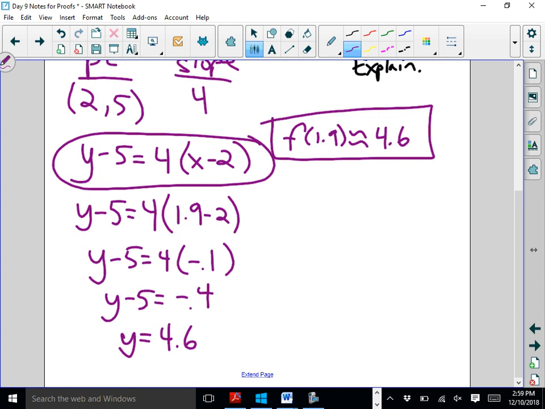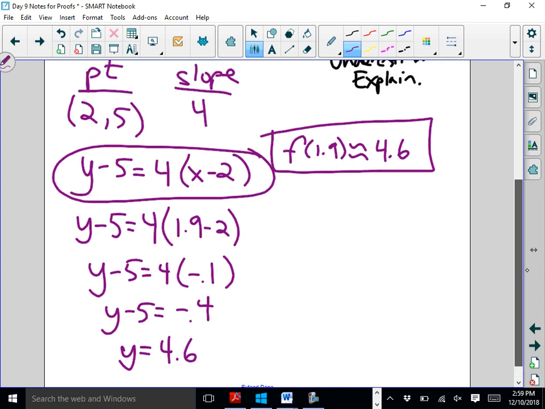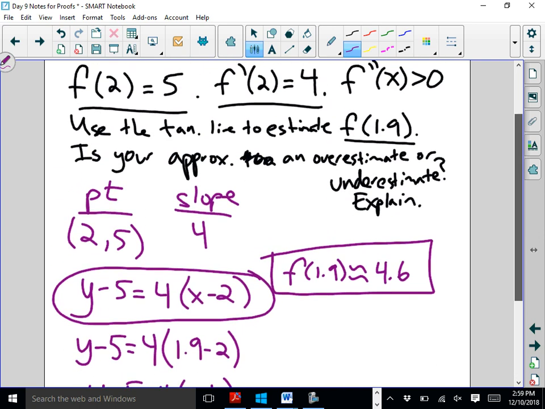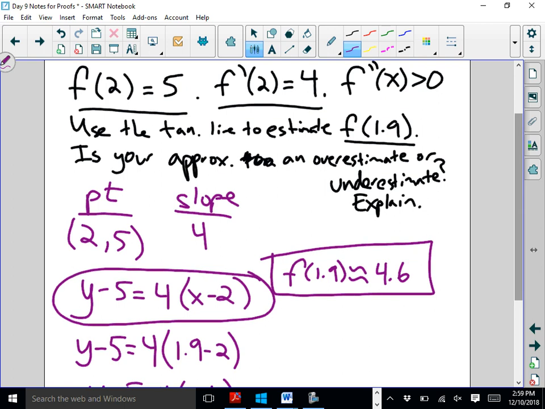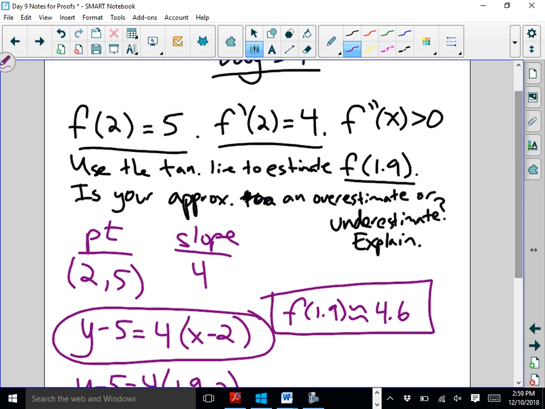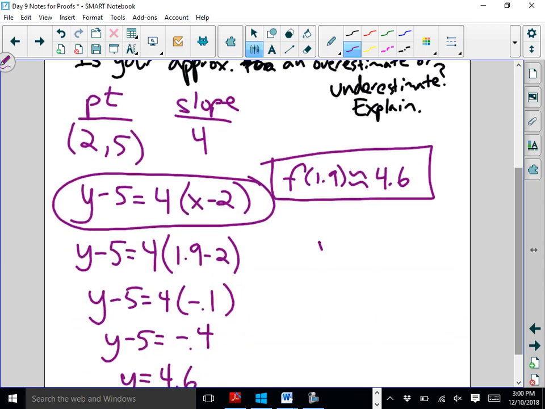Next, I have to answer the question, is your approximation an overestimate or an underestimate? Well, I never used the fact that the second derivative is positive. I haven't used that piece of information yet, so that's probably the piece of information that's going to be helpful for me to solve this problem. If somebody says f double prime is positive, we know right away that the graph of f is concave up. So what I do is I just sketch a concave up graph. And we know when f is concave up, f is smiling. So what we have here is our graph of f.